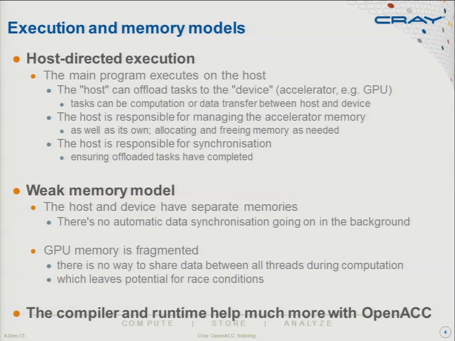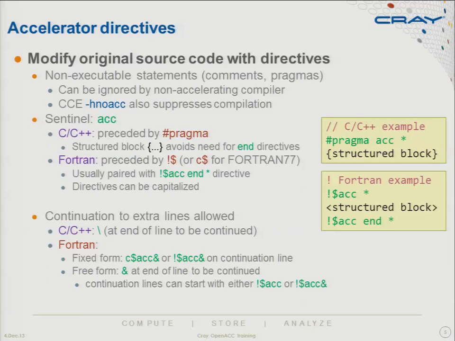I've talked a little bit about execution and memory models. My eyes tend to glaze over at these things. This is sort of computer science. But essentially, it's the idea that, same as in CUDA, your main program runs on the CPU. Your main program gives tasks to the GPU and manages the memory. And there's no automatic data synchronization going on between these memory spaces. And similarly, the host is responsible for all the synchronizations. But the compiler and runtime help a lot more in OpenACC than they do in, say, CUDA.